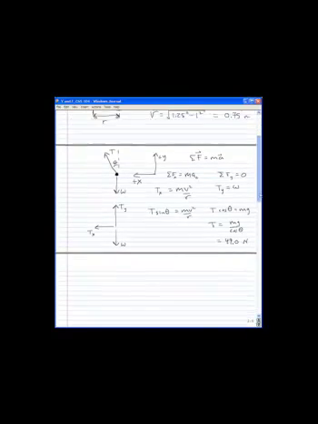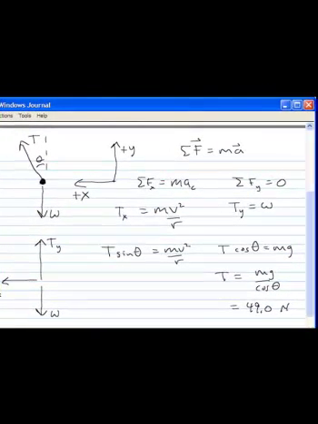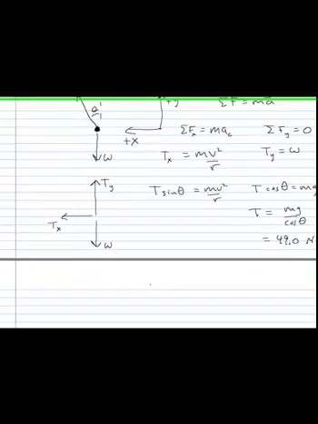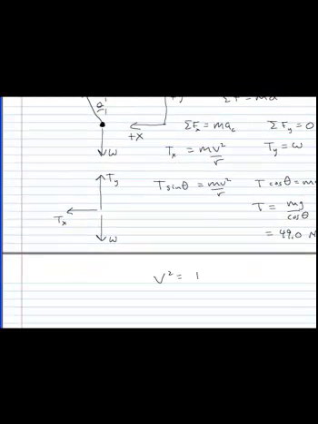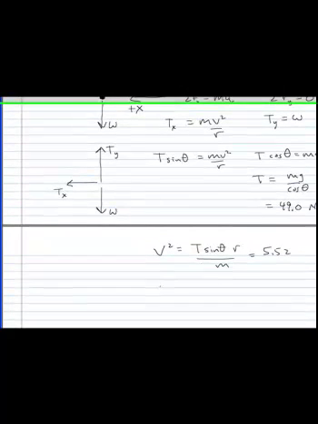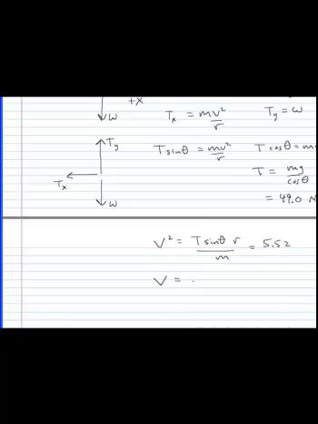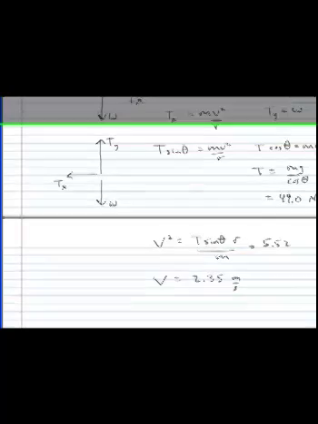Then I can take that and put it back into my x information to find the velocity. So v squared is T sine theta times r over m. When I plug everything in there, I get 5.52, and I take the square root, 2.35 meters per second. In this problem, they wanted a rotational speed, revolutions per minute.